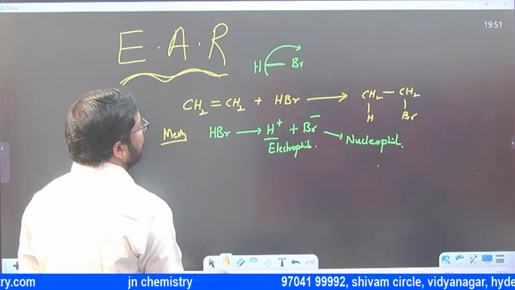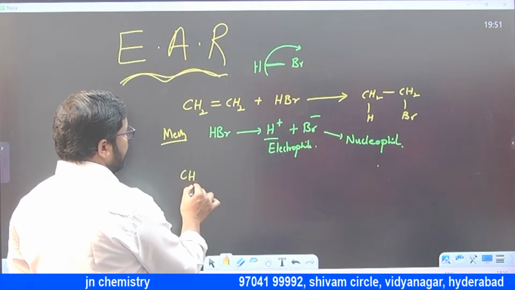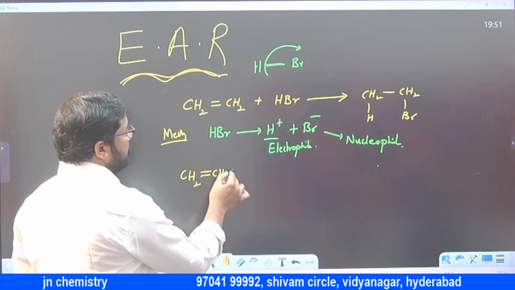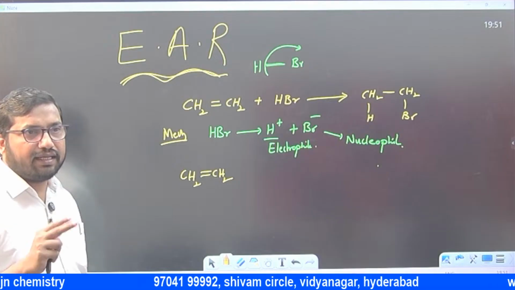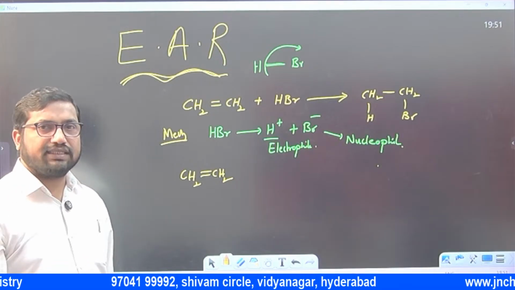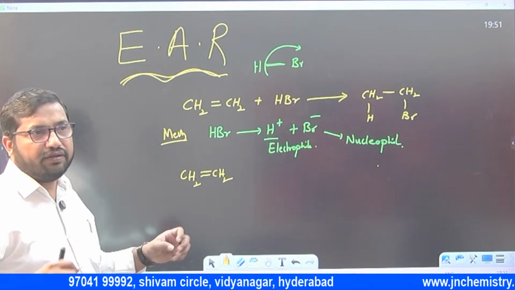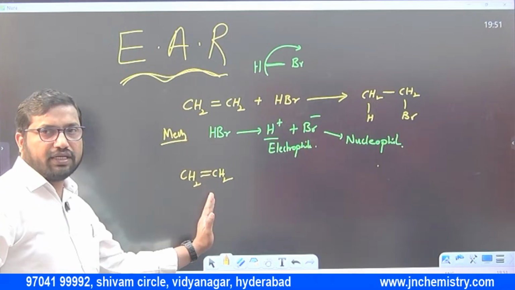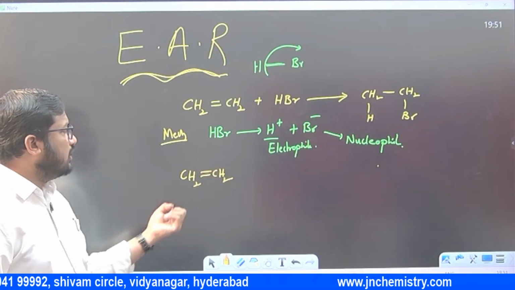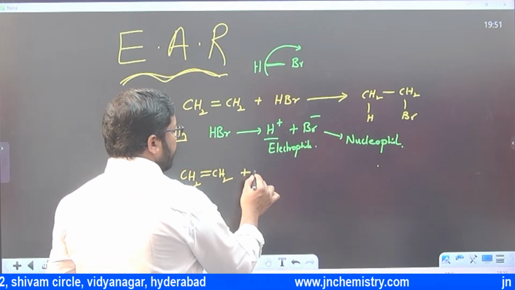CH2 double bond CH2. Alkenes are two types, right? Symmetrical and unsymmetrical. Symmetrical means if you cut in the middle, you get two equal halves. So if you are cutting here, symmetrical, no issues. Now H plus is coming and attacking here.